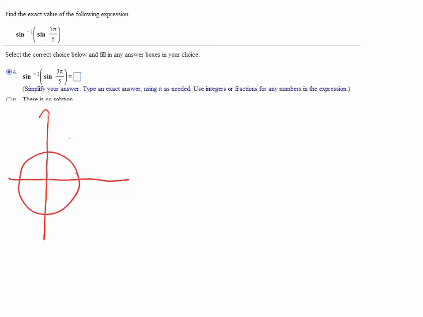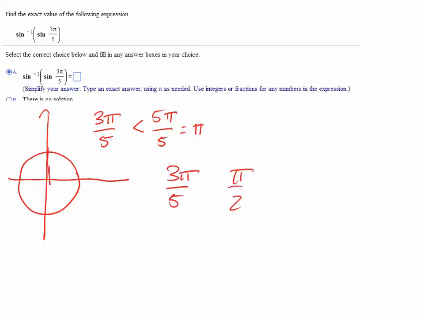Okay, so where is 3 pi over 5? Well, I know it's less than pi, because pi would be 5 pi over 5, which is pi. Now, how does it compare? Which quadrant is it in? Is 3 pi over 5 bigger or smaller than pi over 2, which is straight up and down, right? Well, multiply by 5 over 5 here and 2 over 2 here. You'll see that we get 6 pi over 10 and 5 pi over 10. So this is a little bit more, which means it's over here.